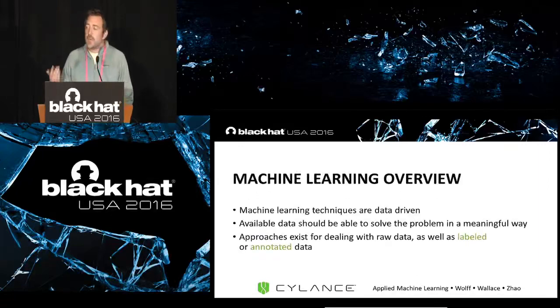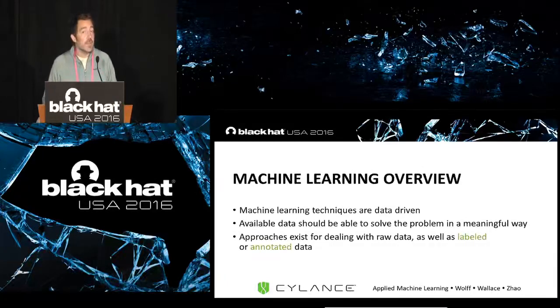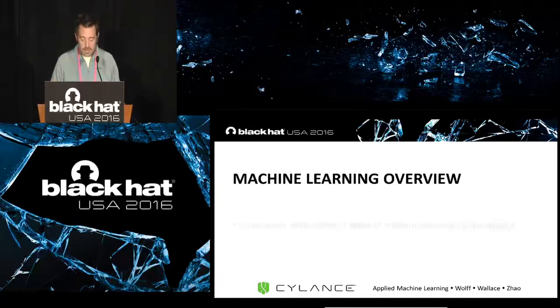Just to give you a brief overview of machine learning and how it works for those who aren't familiar with it, machine learning is data-driven techniques. Typically you have a bunch of data and you want to learn from that data, and that's where machine learning is useful. There are two main classes of machine learning: unsupervised learning and supervised learning. Supervised means you have some labeled or annotated data, so you know what the data represents, and that representation helps you solve the problem.